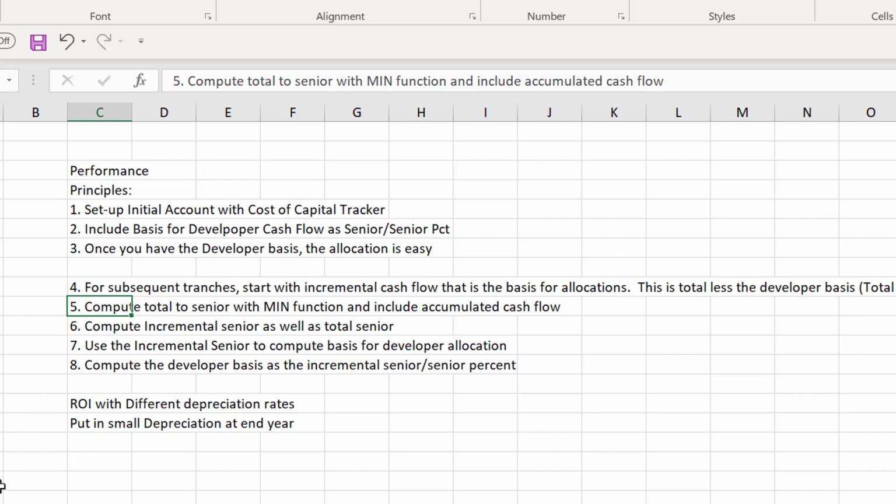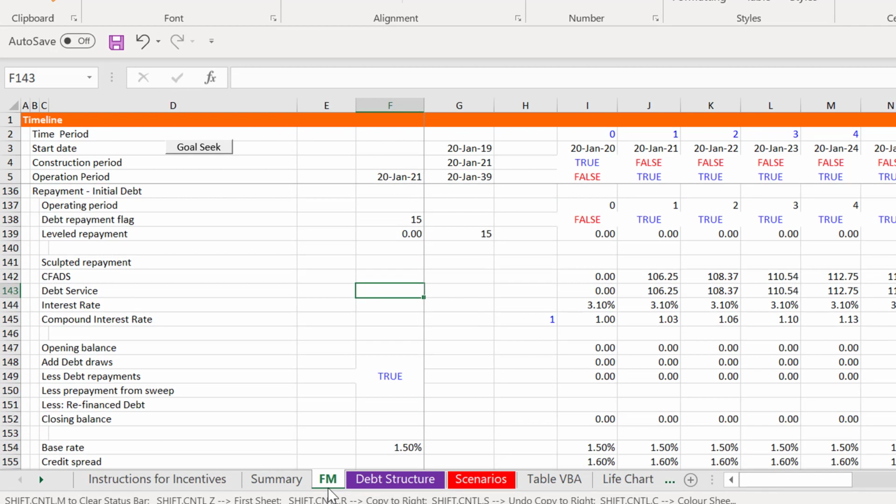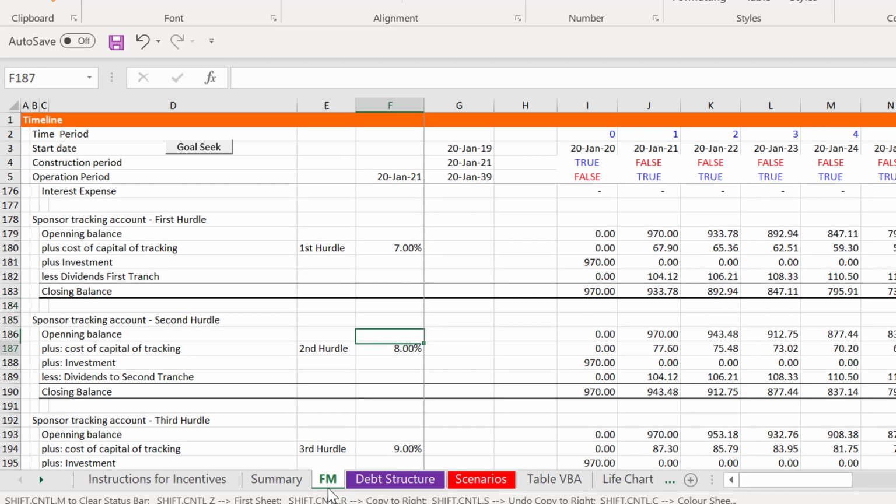Okay. Then what you do is go back to our financial model, and you start entering the basis. And here's what we do. We're going to have a second hurdle. Now, the first thing, the tracking account is almost identical. You use the total investment, and then you compute the cost of capital to get up to the 8% and find the limit. It finds the limit when we stop the 8% hurdle and go down to the next hurdle.